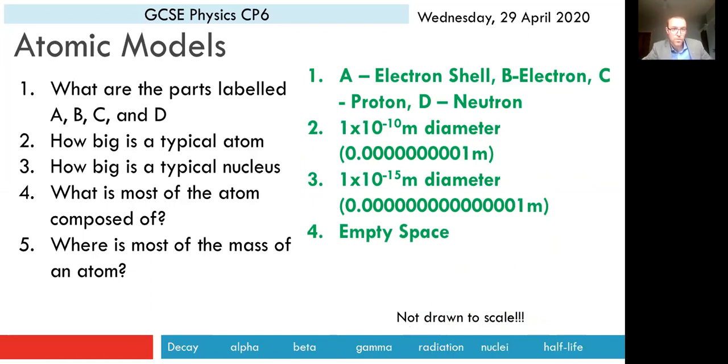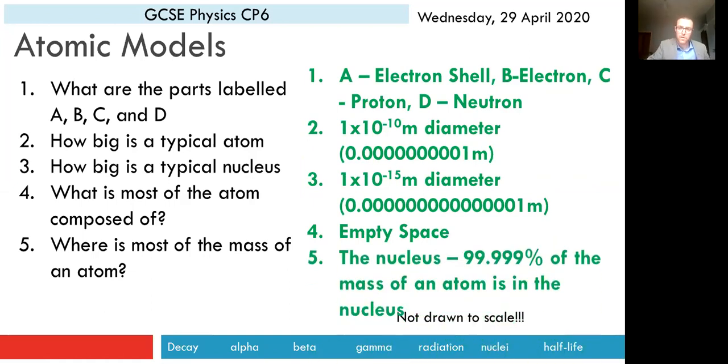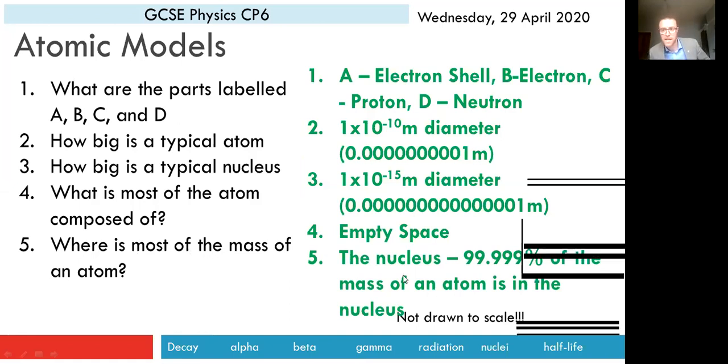Number 4, most of an atom is made of empty space. It's nothing. Number 5, where is most of the mass of an atom? It is in the nucleus. 99.999% of the mass of an atom is in its nucleus.